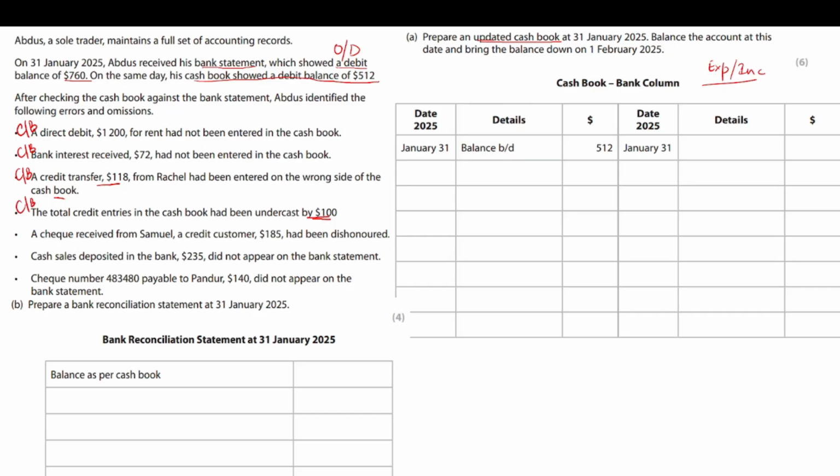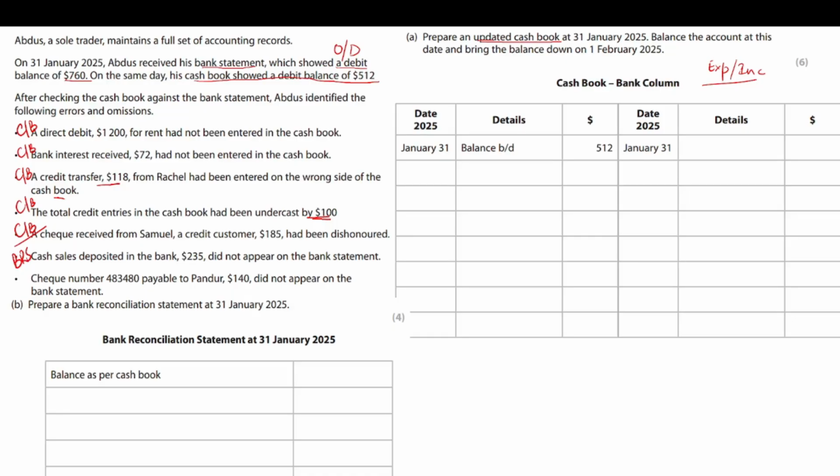A cheque received from Samuel, a credit customer, 185, has been dishonoured. So the cheque was received and it has been dishonoured. This also will be posted in the cash book. So all this has to be updated. And cash sales deposited in the bank did not appear in the bank statement. That means this is a cheque deposited but not cleared. So this will go in the BRS.